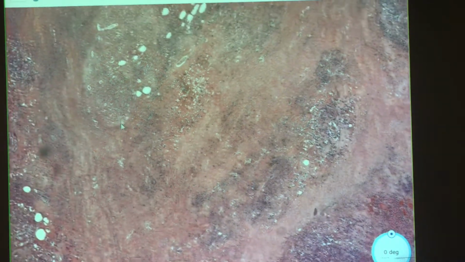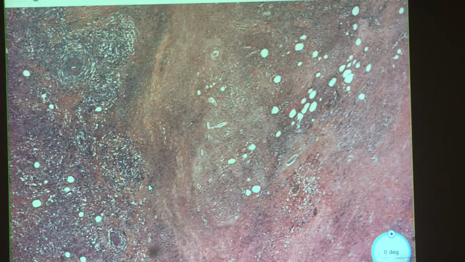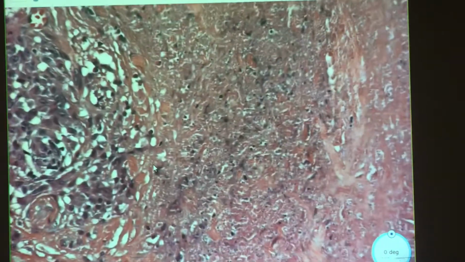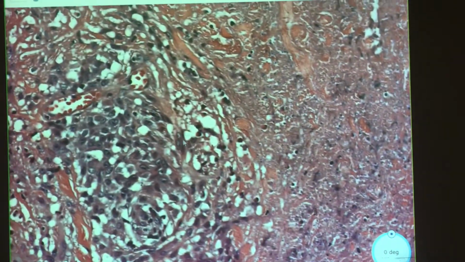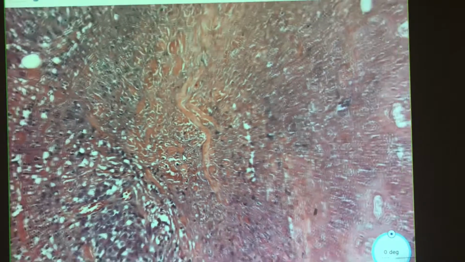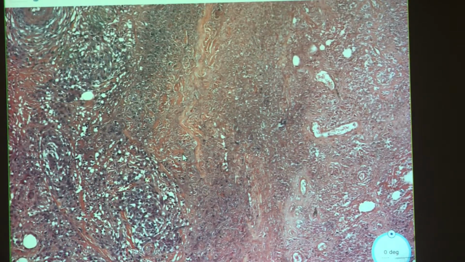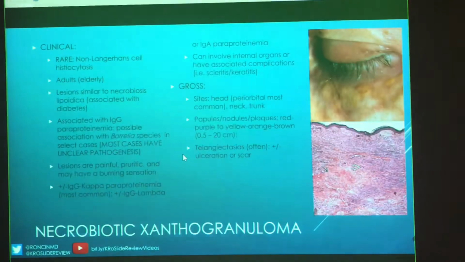Something dead. Something dead and something... xanthogranuloma. Something dead and granuloma. Okay, so how about necrobiotic xanthogranuloma? I don't know what necrobiotic is, but sure. Okay. Well, that's why we're here, to learn a little.